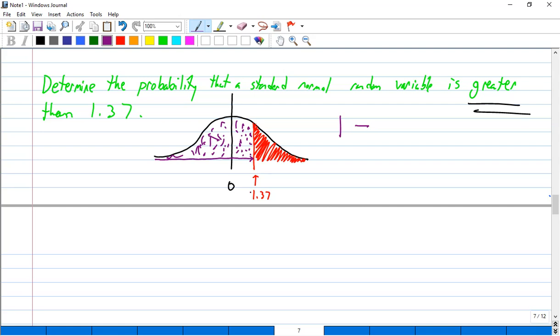So look for 1.37, and what'd you get? It's important you can read these tables. More important than reading your phone. 0.9147.